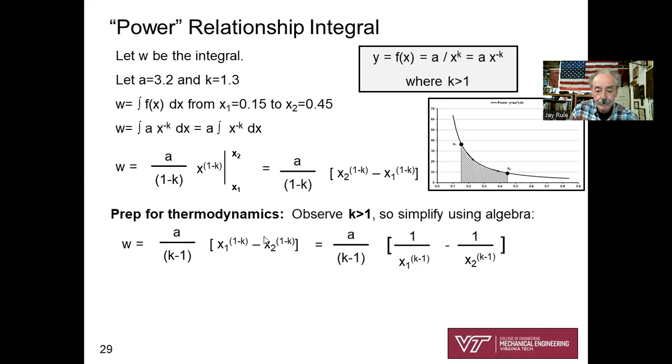Next step. Okay. So in the bracket term, what I did was, and this is for me in my own calculator work, I replaced x1 to the 1 minus k with 1 over x1 to the k minus 1, because k minus 1 is going to be some small number. And this simply helps keep me straight in my calculator work. So recognize that these aren't obvious next steps.